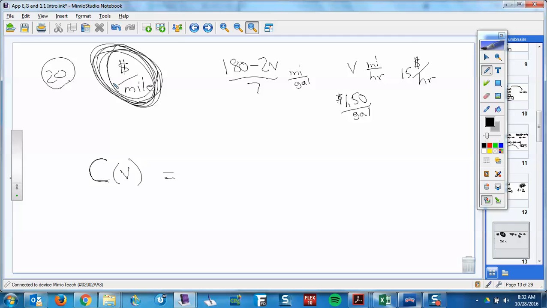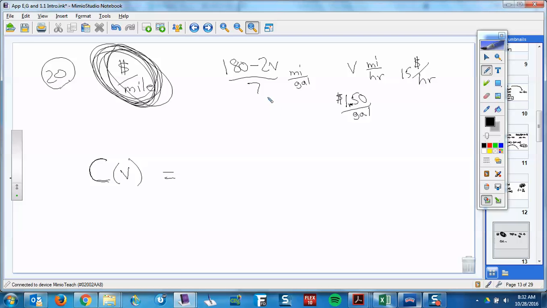So I'm going to call it C for cost and V for the speed. And I want to end up with dollars per mile. So I want to look at these things. These are the things they gave me. $1.50 per gallon for gas. V is my miles per hour. $15 per hour for the driver. And this is how many miles per gallon I get. So I need to put these together somehow to get dollars per mile.